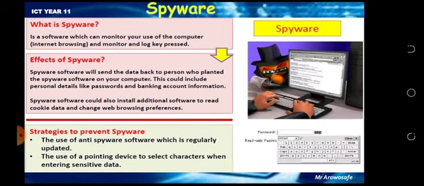Now, what are the strategies to prevent spyware? Number one, the use of anti-spyware software, which is regularly updated. Number two, which is the last one, the use of a pointing device to select characters when entering sensitive data. Now let's move to the next slide.